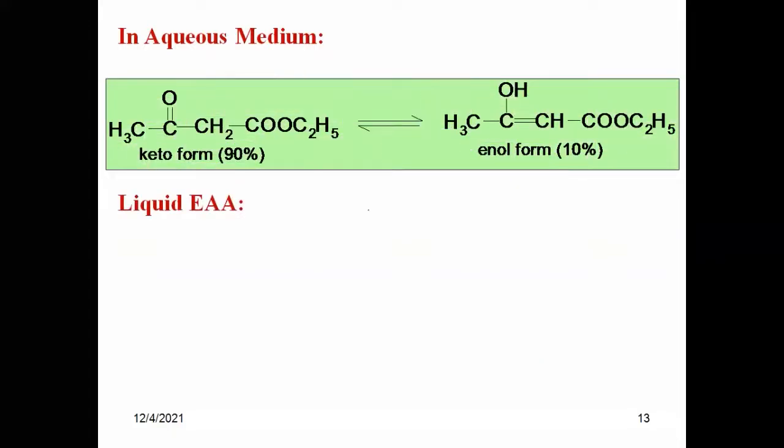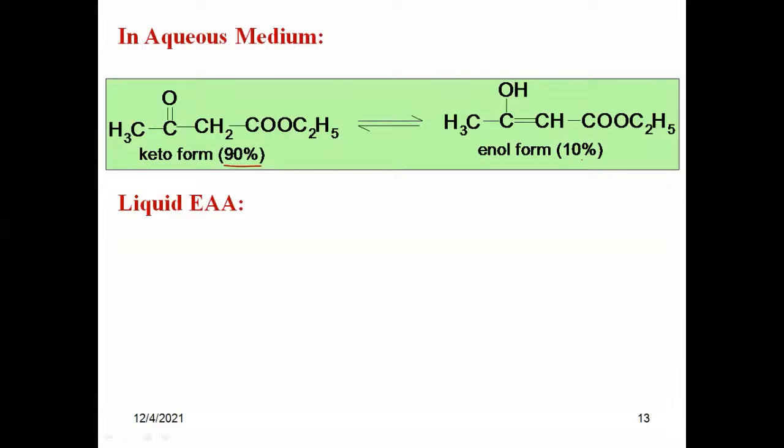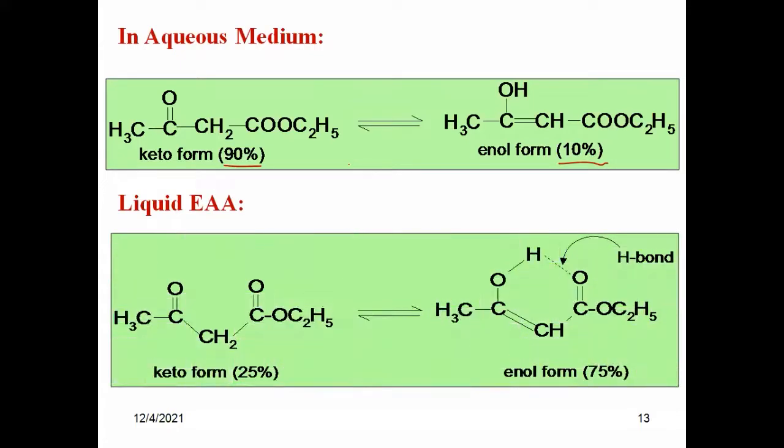In aqueous medium, that keto form is more stable than enol form. Its contribution is up to 90%, while enol form is having only 10%, because this is more stable in aqueous solution. म्हणजे aqueous medium मध्ये हा keto form more stable आहे. Okay, suppose in liquid medium, पण liquid मध्ये काय होतं, liquid ethyl acetate असेल तर काय होतं, in that case this keto form has only 25% contribution, while enol form has 75% contribution. So why in liquid state is enol more stable? Liquid state मध्ये enol हा more stable आहे आणि keto मात्र कमी stable का आहे?